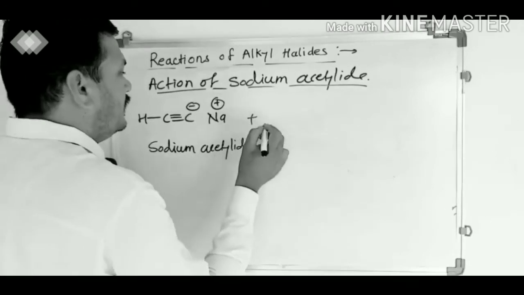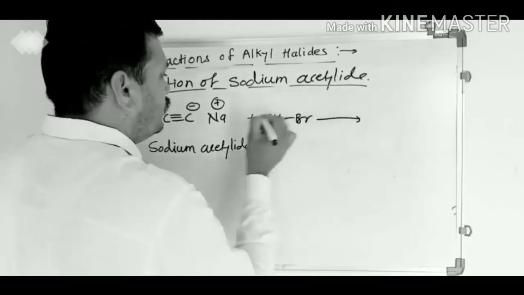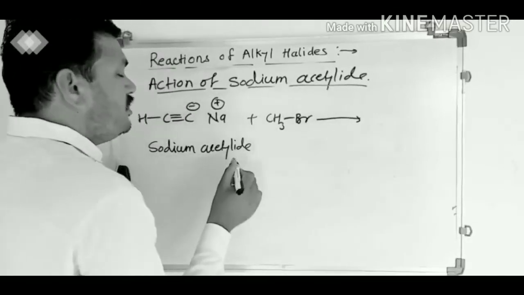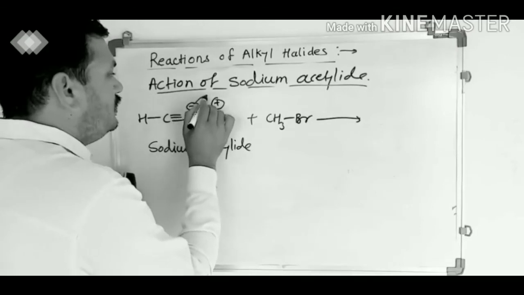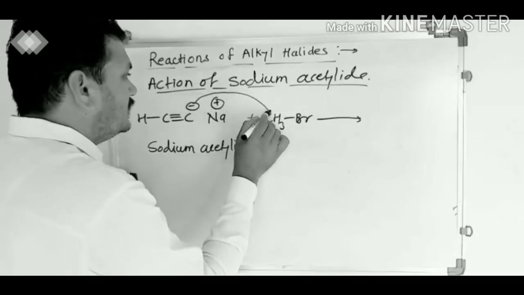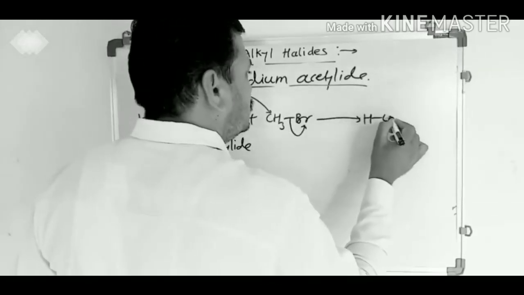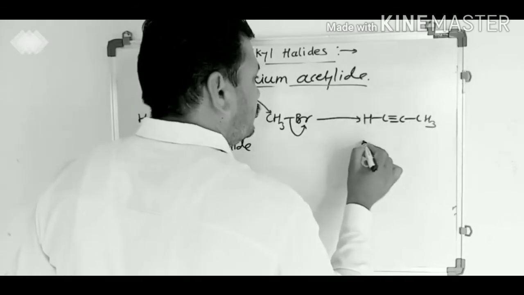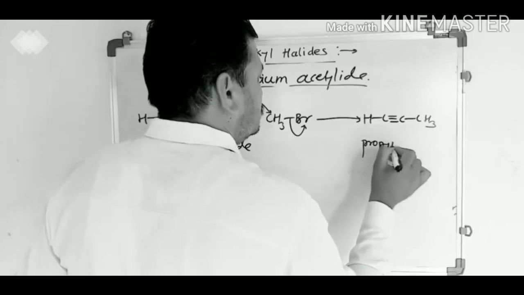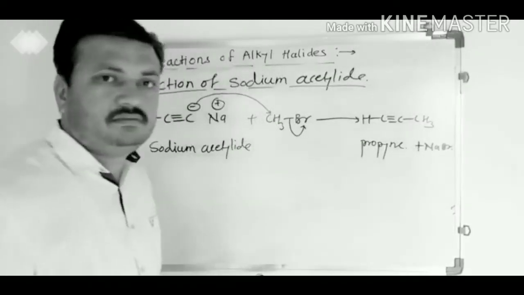When this sodium acetylide reacts with any alkyl halide, suppose it is methyl bromide, then formation of higher alkynes takes place. That means the attack of this nucleophilic carbon on this carbon atom takes place and removal of this leaving group Br minus takes place, and we get the product C triple bond C CH3. It is propyne. Formation of propyne plus NaBr as the byproduct.